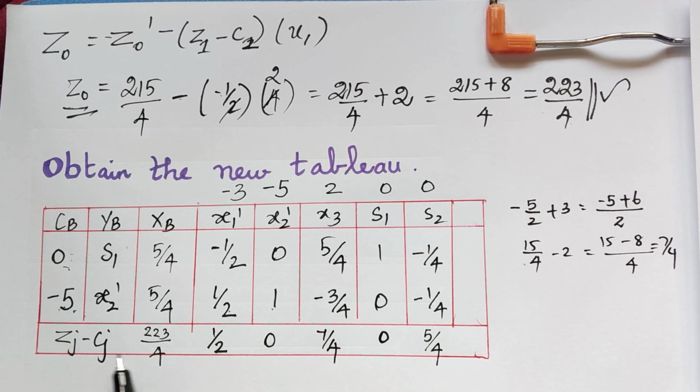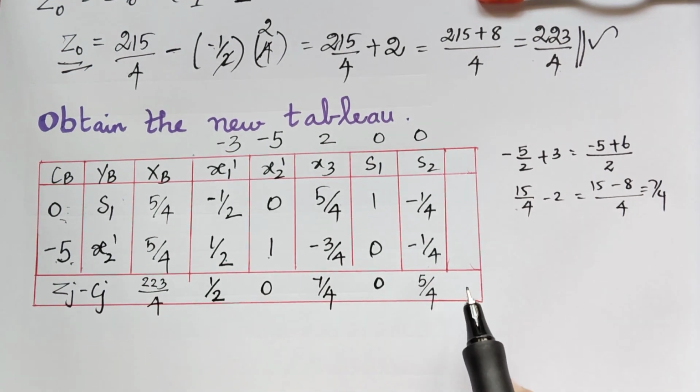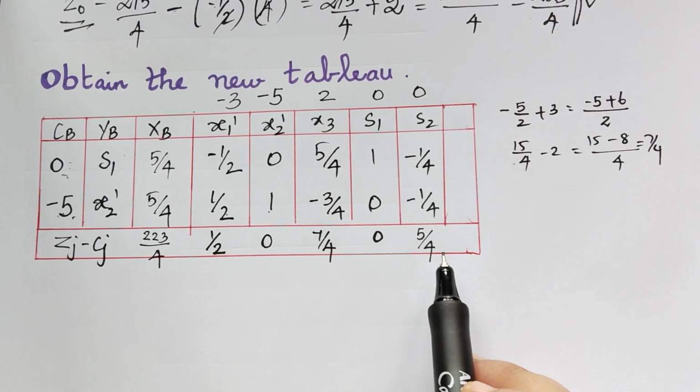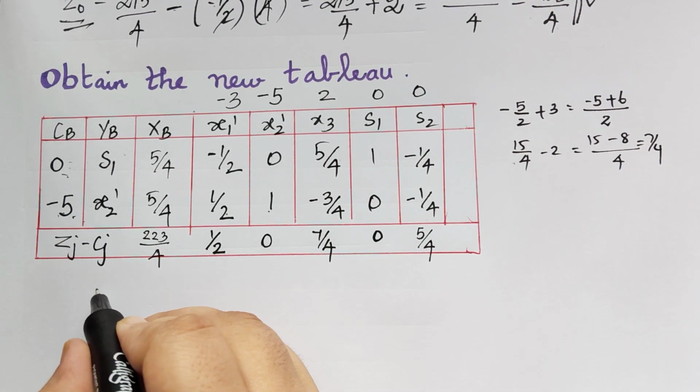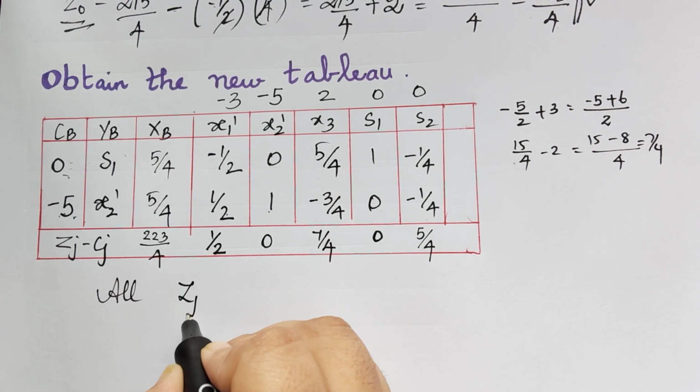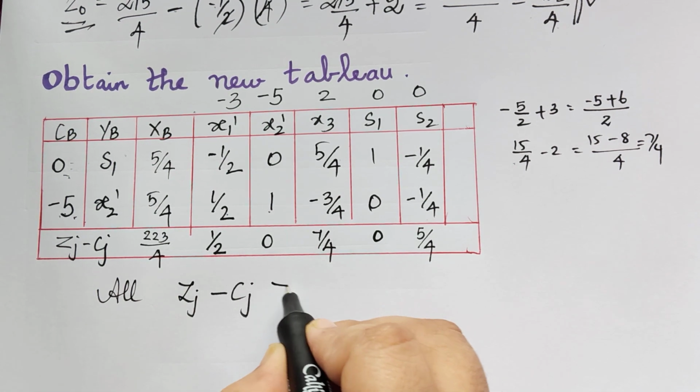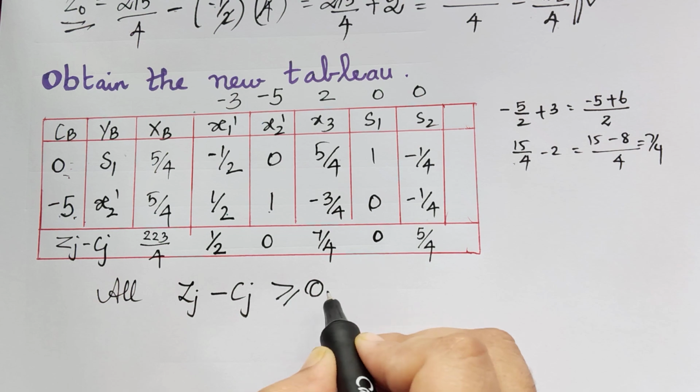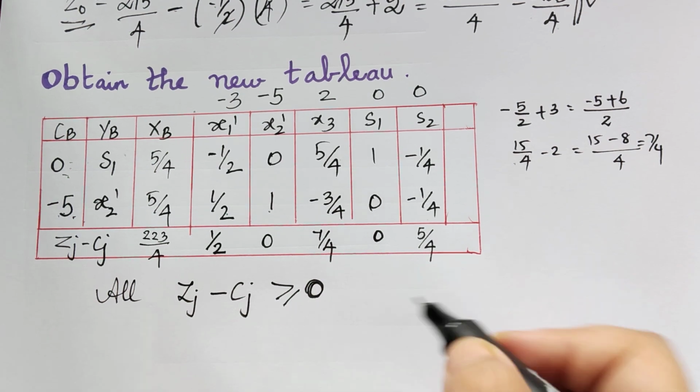Now we see that all Zj minus Cj are positive. That is, they are either greater or equal to 0. So let us write that. So all Zj minus Cj is greater than or equal to 0. So now we have obtained the optimal solution.